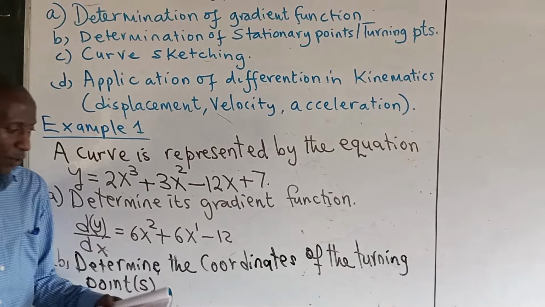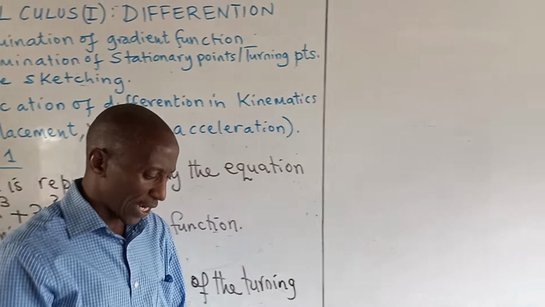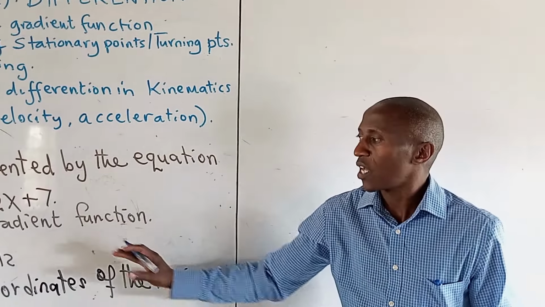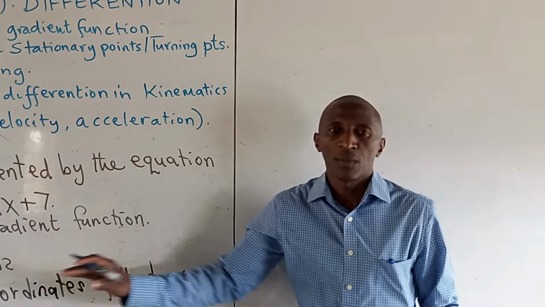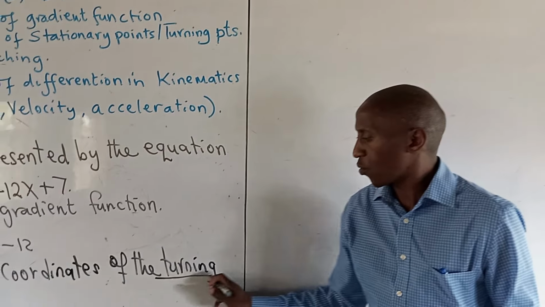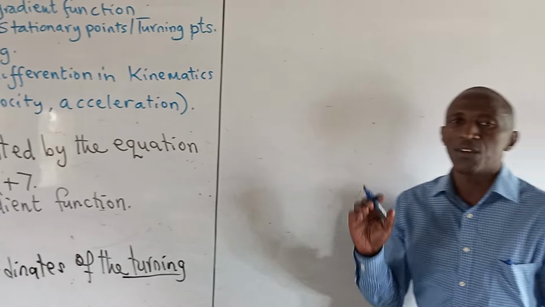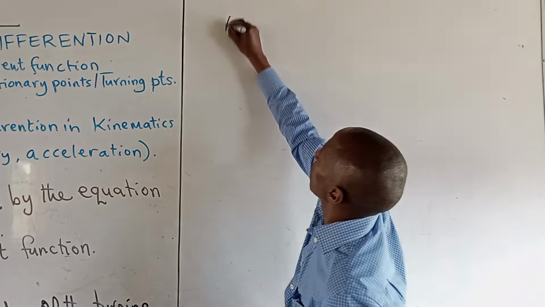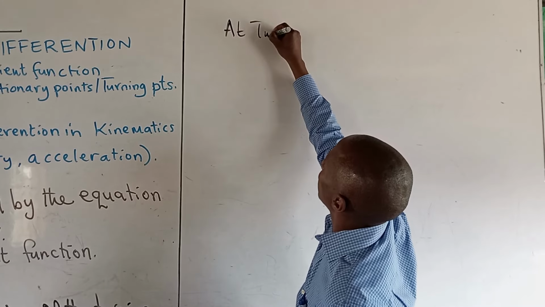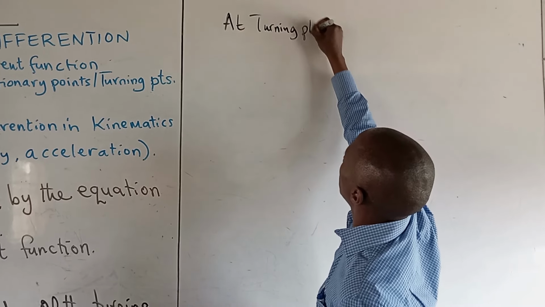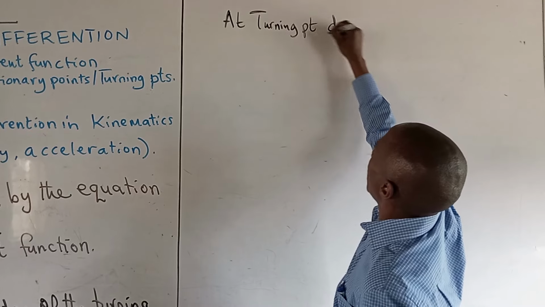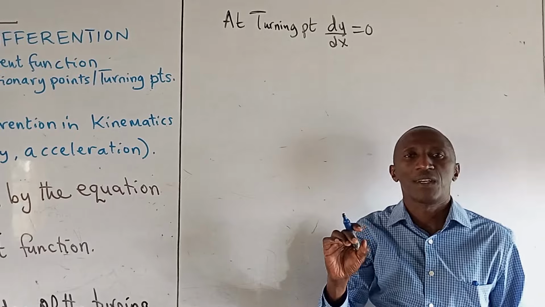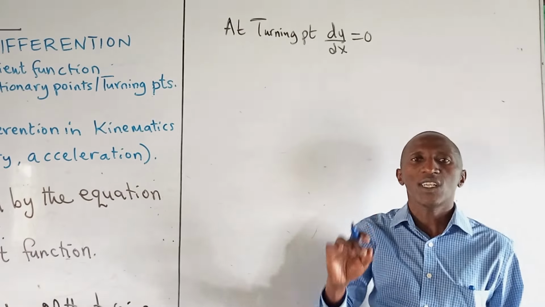So we look at that and we work it out in form of a series of steps which we shall be guided from here. Now this point here, or what we are calling a turning point, is a very key area in differentiation, because we normally say at the turning point, the dy dx is equal to 0. The gradient of that curve at the turning point is 0. What does that mean?